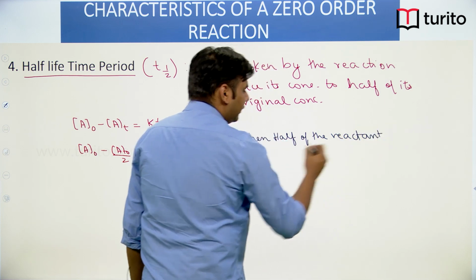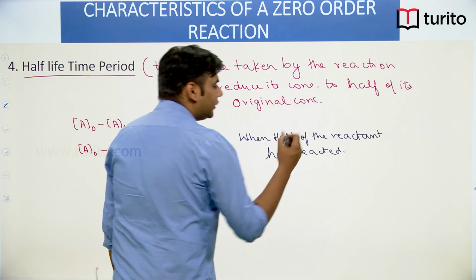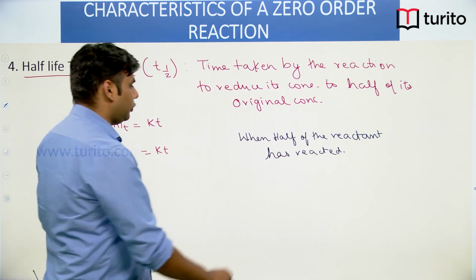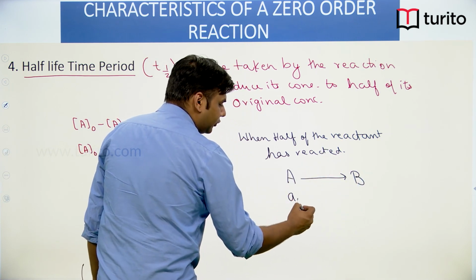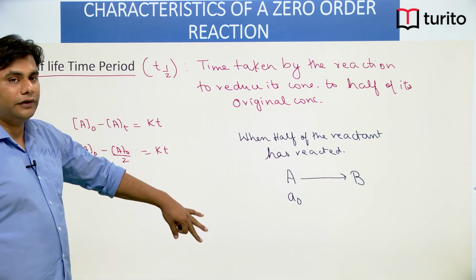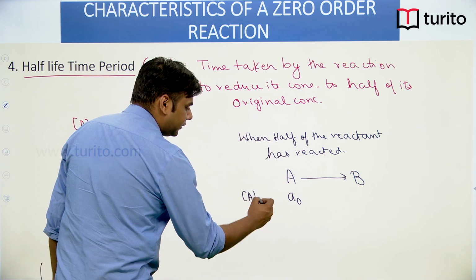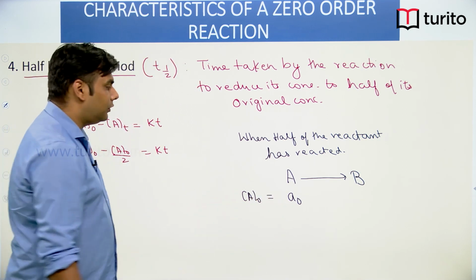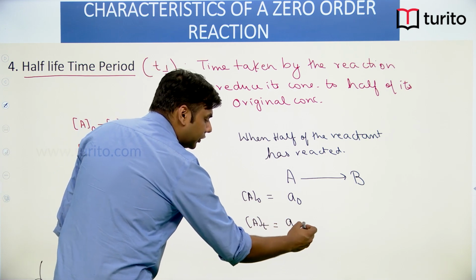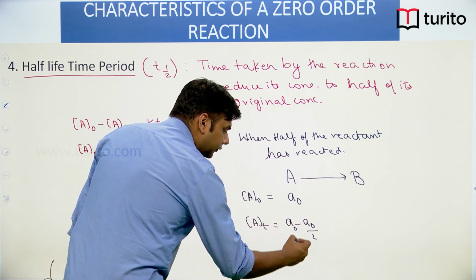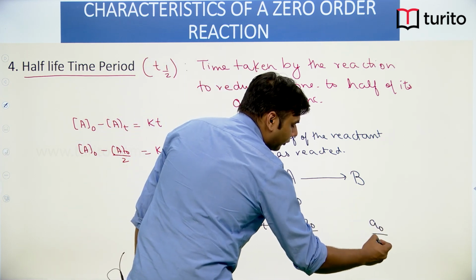So when half of the reactant has reacted, the time taken for this is called the half-life time period. Suppose we have this hypothetical reaction A changing into B, and its initial concentration was A naught. When half of the reactant has reacted, that means how much would be left? This is A naught, the concentration at time t equals 0. When half of it has reacted, what is left is again A naught by 2.